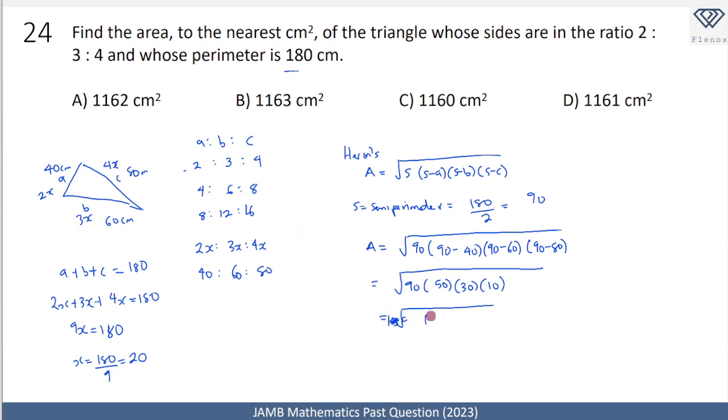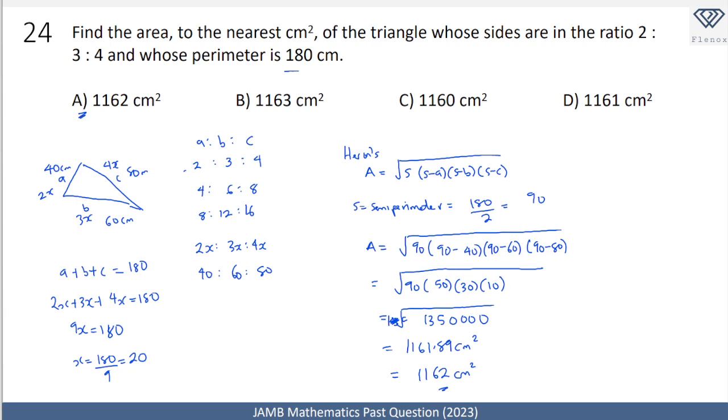You get 135,000, and the square root of that number, 1.35 million, is 1161.89 centimeter squared. Approximating it to the nearest number just becomes 1162 centimeter squared, and that makes option A the correct option.